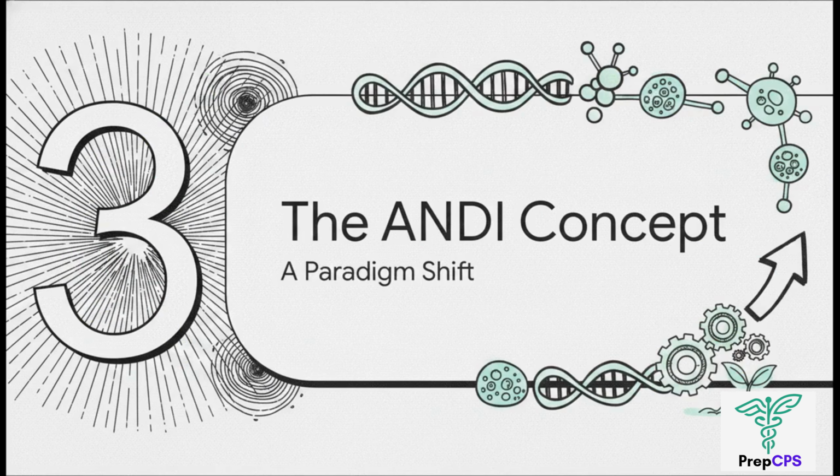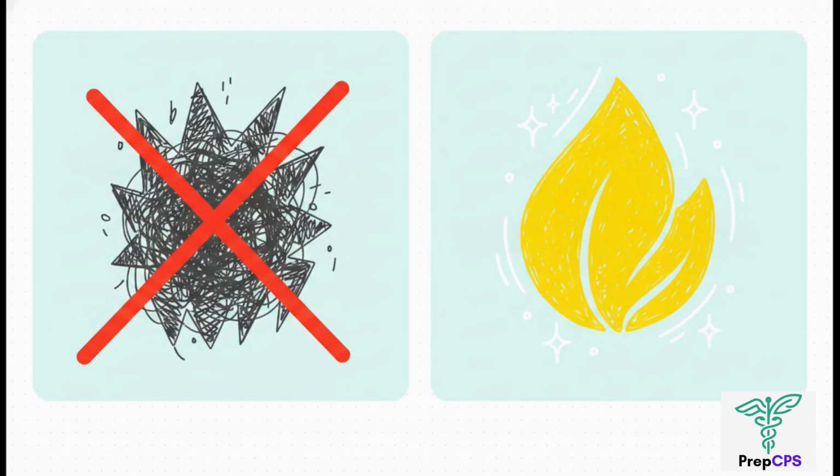Section 3. The A&D concept. This is a total paradigm shift in how we view breast health. Now, what's really interesting about this concept is how incredibly reassuring it is. Notice how the medical terminology has completely evolved. Back in the day, doctors used some pretty scary-sounding terms like fibrocystic disease to describe what was really just simple breast pain or general lumpiness.